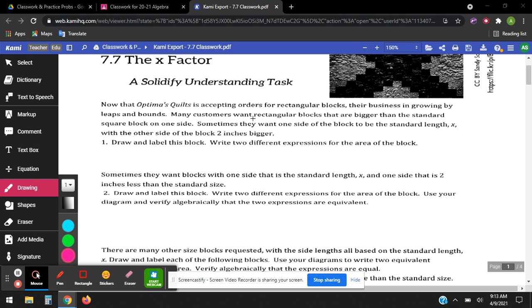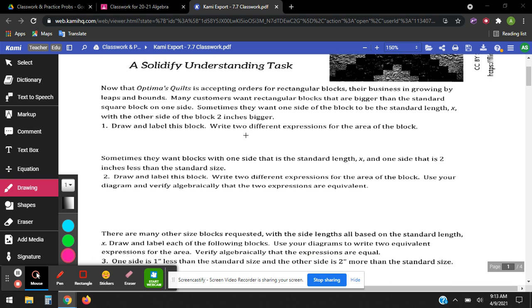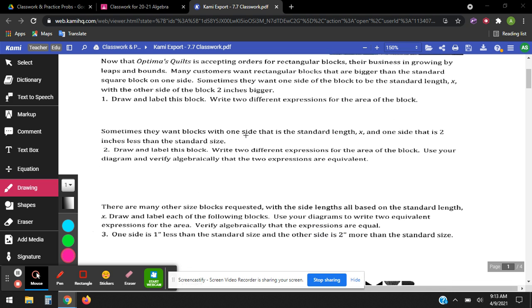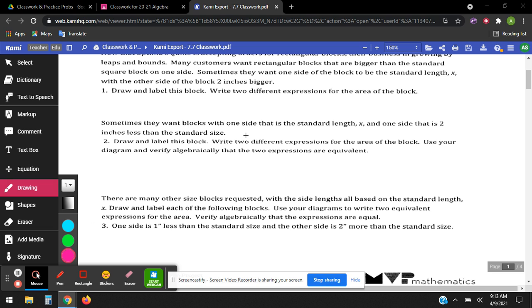Many customers want regular blocks that are bigger than the standard square block on one side. Sometimes they want one side of the block to be standard length and the other side to be 2 inches bigger. Draw and label this block. Write two different expressions for the area of the block. All right, so we've got one side is standard length, the other side is 2 inches bigger.